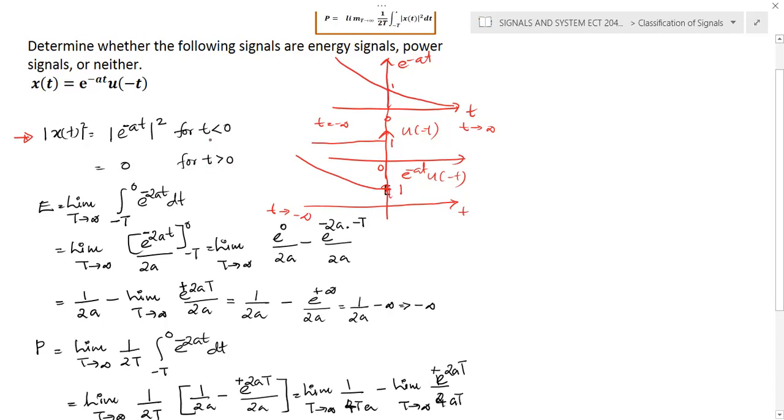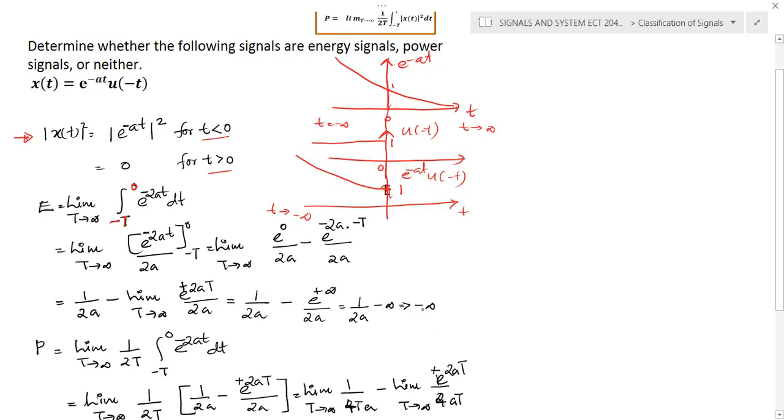So that is different. Here for t less than 0, there is a function magnitude, and for t greater than 0, the function value magnitude is 0. And the integration becomes from minus t to 0. Okay, and if you integrate after simplification, finally you'll get infinity or minus infinity, or you can approximate it as infinity.